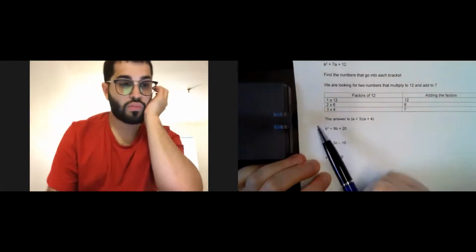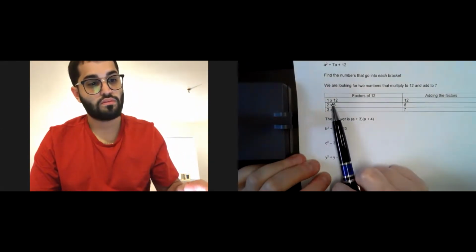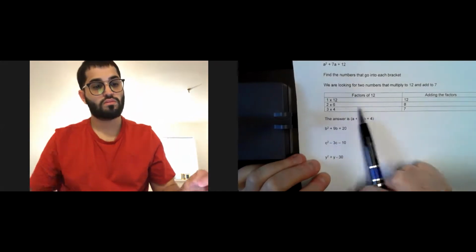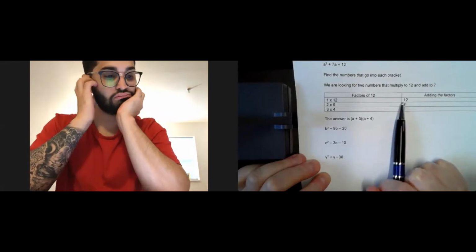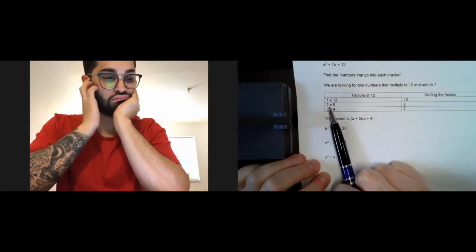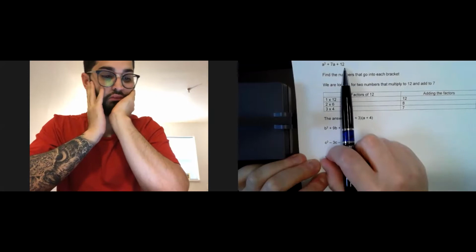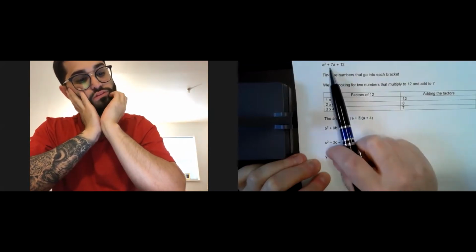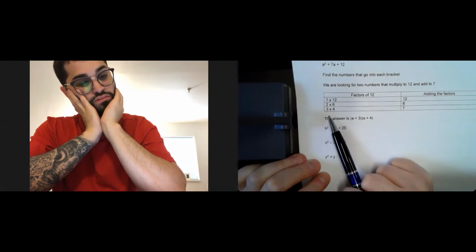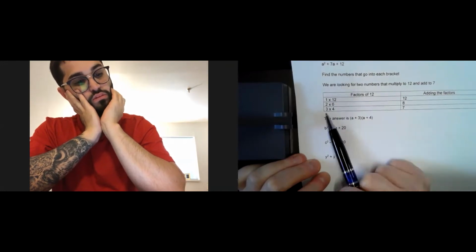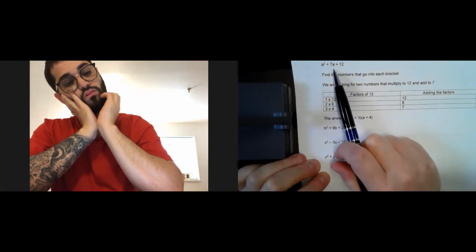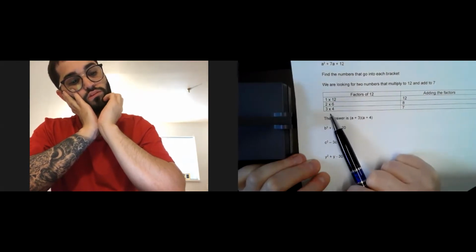And so we look at this. 1 times 12, yes, that equals 12. When they're added together, it equals 12. Another factor is 2 times 6 equals 12, but added together equals 8. We're looking for something that equals 7. 3 times 4 equals 12. 3 plus 4 equals 7. So we know it's going to be 3 and 4.